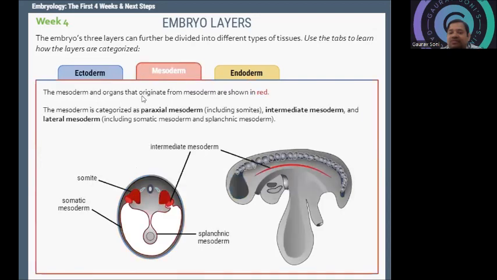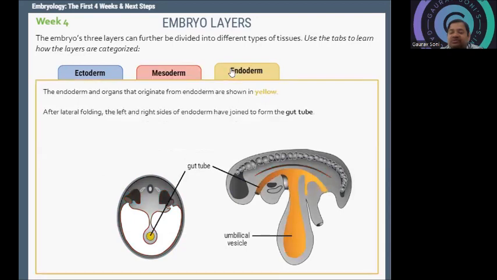Next is the mesoderm. The mesoderm and organs that originate from mesoderm here are shown in red in color. You can see the intermediate mesoderm, somites, and splanchnic mesoderm and somatic mesoderm. The mesoderm is characterized by 3 further divisions: paraxial, including somites, intermediate, and lateral mesoderm, which in the further development gives the origin to all of the basic organs of the body. Next is endoderm. Here it is shown in yellow. So after folding, the right and left side of endoderm have to join to form the gut tube. You can see here, this is gut tube, which has been formed from the endodermal origin. Basically, all the glands and GIT are formed from the endodermal origin.